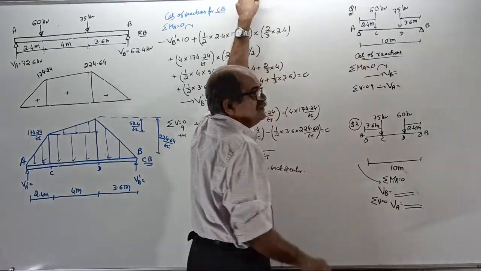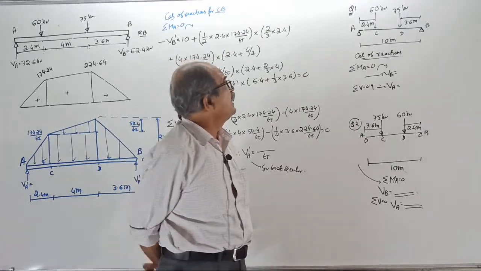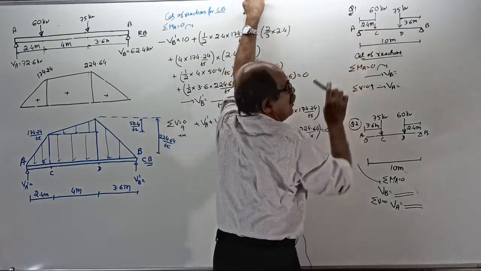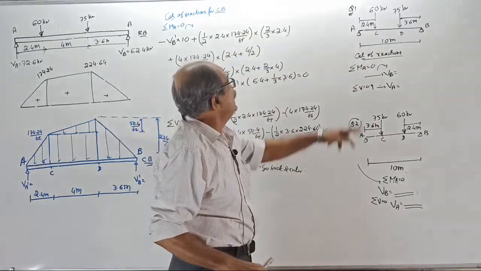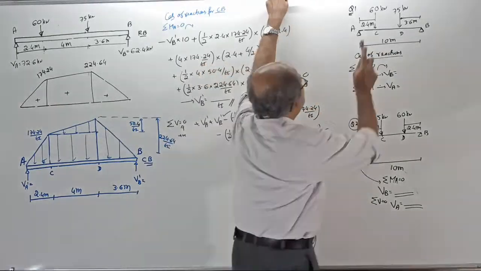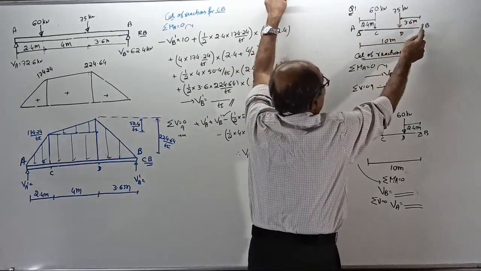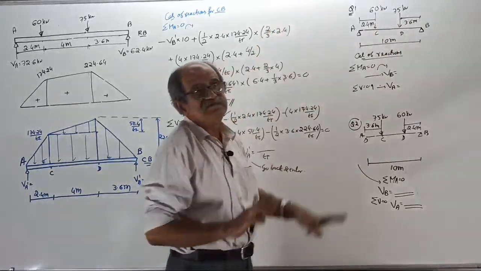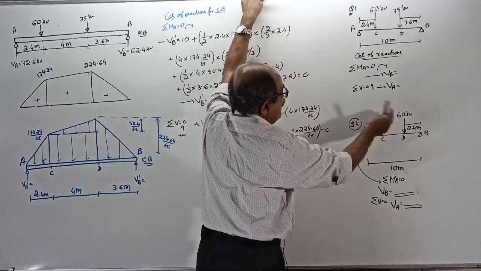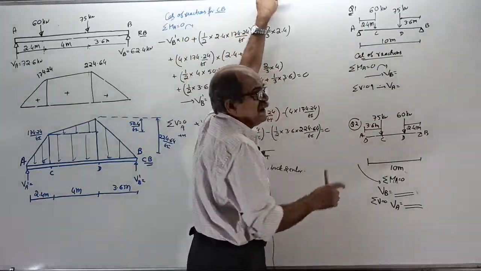Both questions are a simply supported beam of span 10 meter. For question one, write 60 kilonewton at 2.4. I took 2.4 because I want a multiple of 3; if I take 3 meter here, all round numbers come, so I want decimals. 60 kilonewton at 2.4 from the left end, 75 kilonewton at 3.6 from the right end. That is the first question. Second question, same thing.